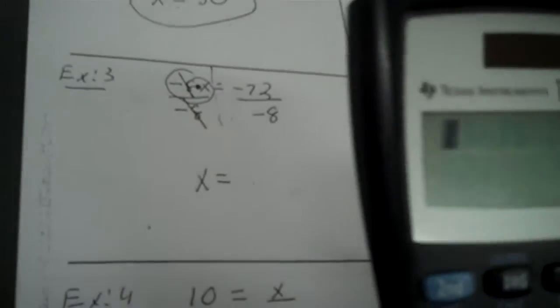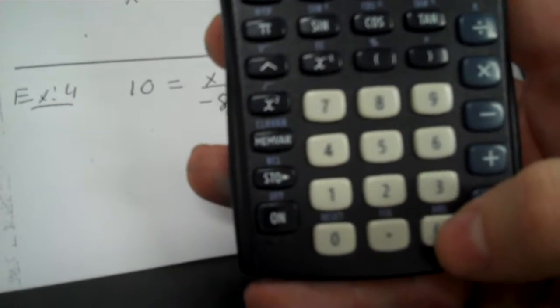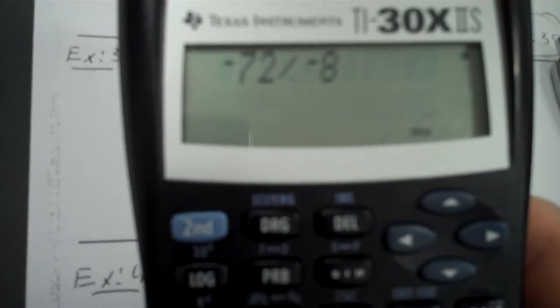Okay, remember, you're going to cross those out, and then x equals. Now, if you don't know your negatives very well, you can use the negative button on your calculator. Okay, here's a negative button, so I'll go negative 72 divided by negative 8. And that's going to be a positive because I'm dividing a negative by a negative, so it's 9. Okay, so x equals 9. Okay, next question.